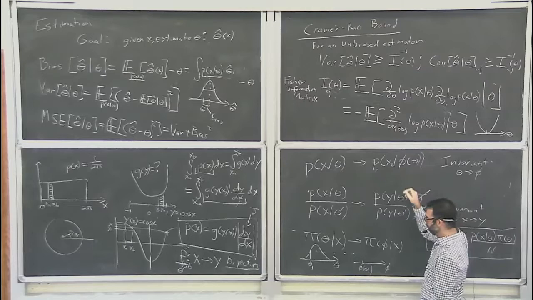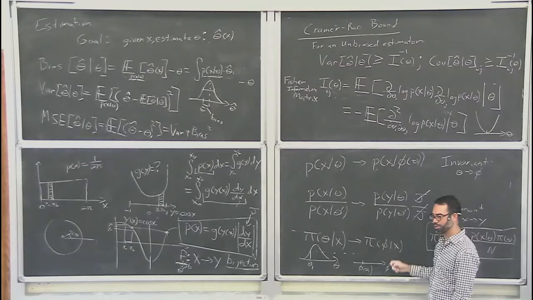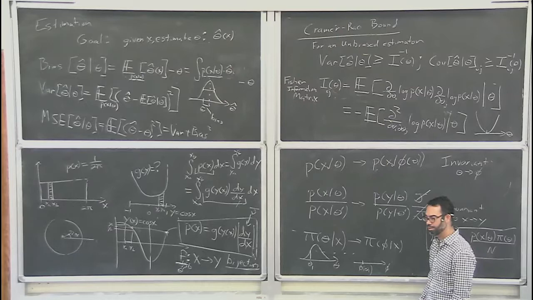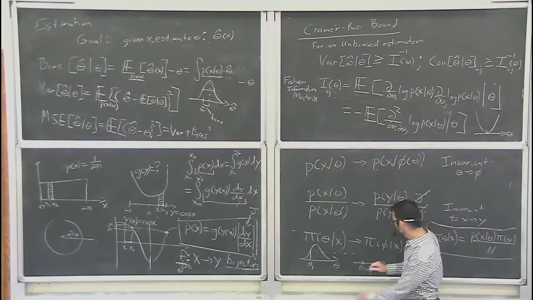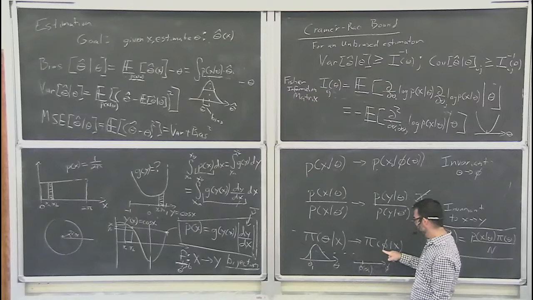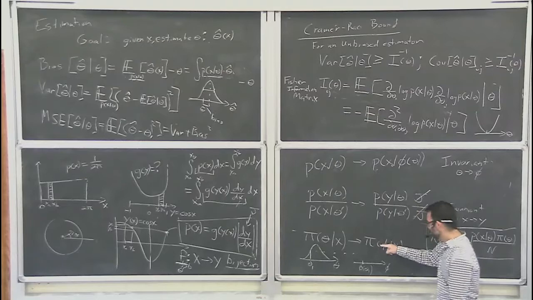Okay, but what about posteriors? If I change from theta to phi, what happens to the posterior? It is not invariant, because this is a distribution. You can kind of forget about the given x. It's a probability distribution on theta, and this is a probability distribution on phi, and the way that they transform is just like what we did over here, right? So there's a Jacobian that has to happen here.